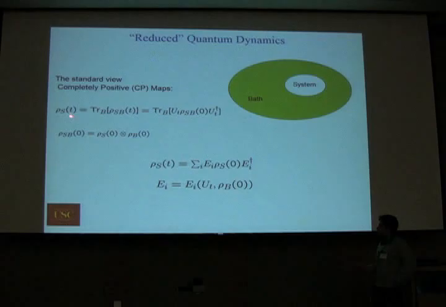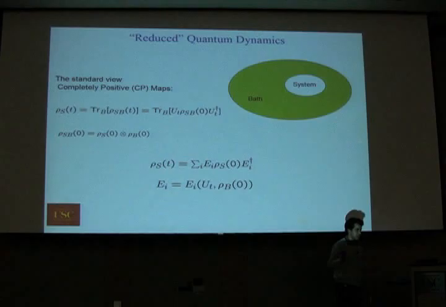It comes from partial tracing the state of the system and bath at time t, and we usually make the assumption that the system and bath are in a particular state initially. Sometimes it's a valid assumption, sometimes it's not. But this helps us come up with a simple form for the state of the system at time t, and how it is related to the state of the system at initial time, by these E_i operators that are just a function of the evolution operator and the initial state of the bath. So this is a standard picture, and this is a CP map.